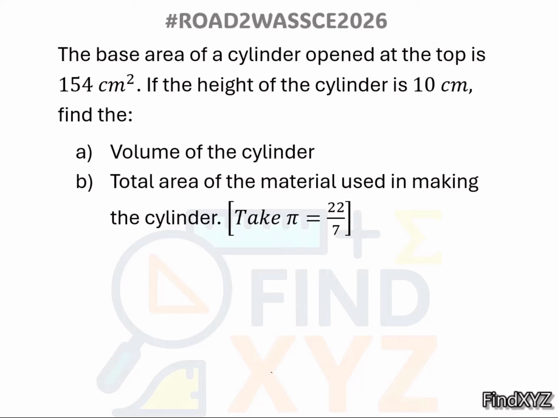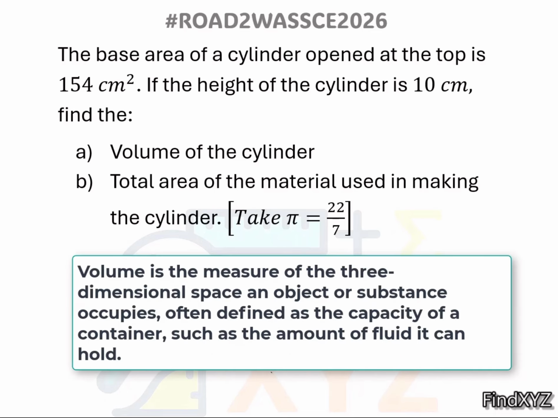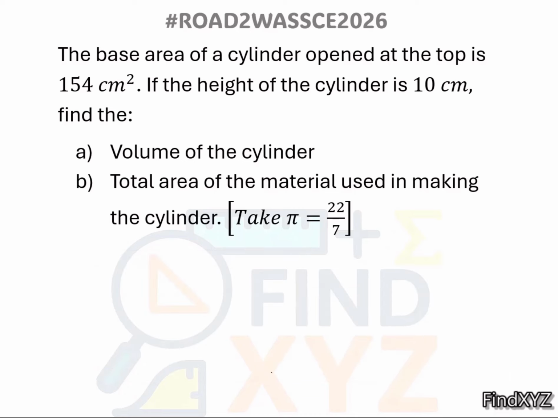Let's begin. The first question is, what is a volume? Since we've been tasked to find a volume of a cylinder. Now, a volume is just a measure of a 3-dimensional space of an object. Basically, others also define volume as the capacity of a container or of an object. So, if we want to know the amount of fluid or liquid an object can hold, it means that you need to find the volume of that object.